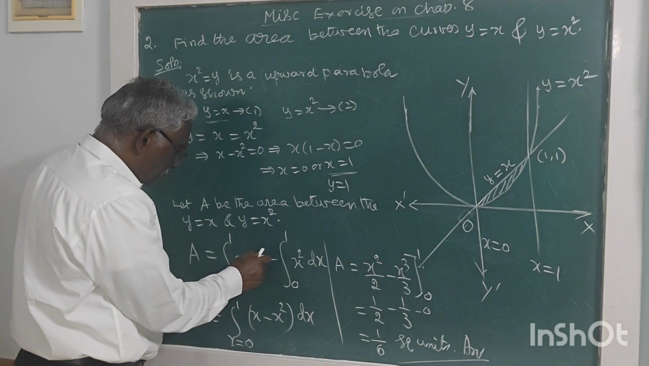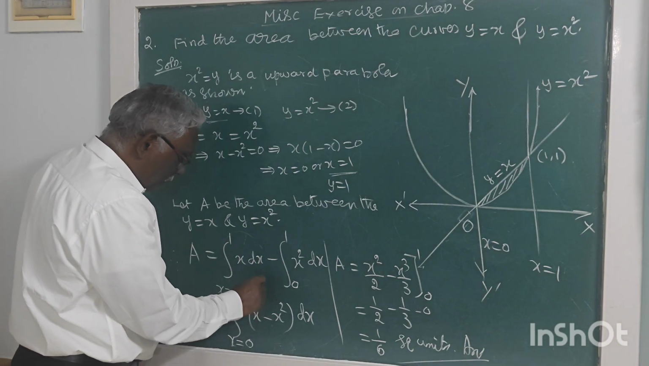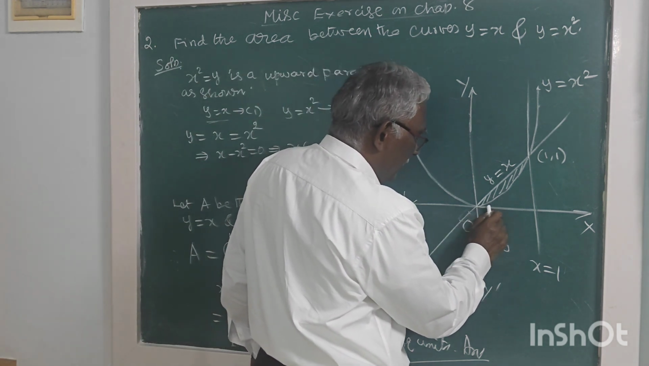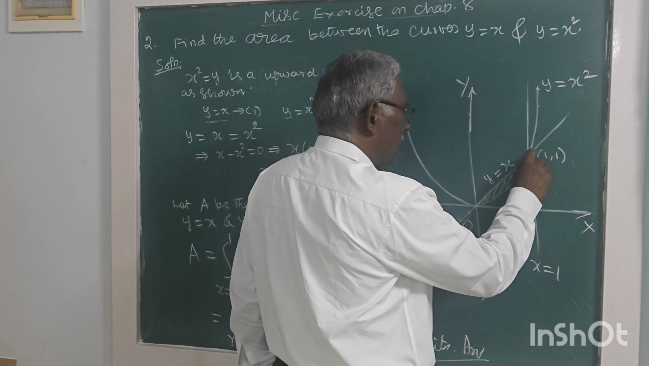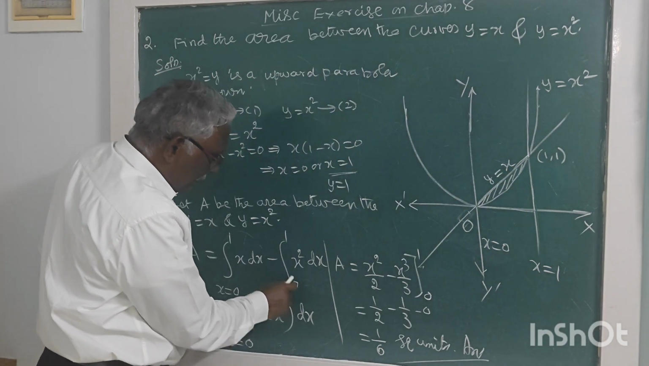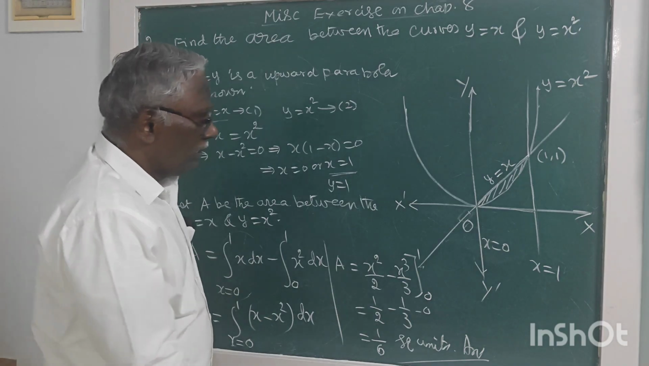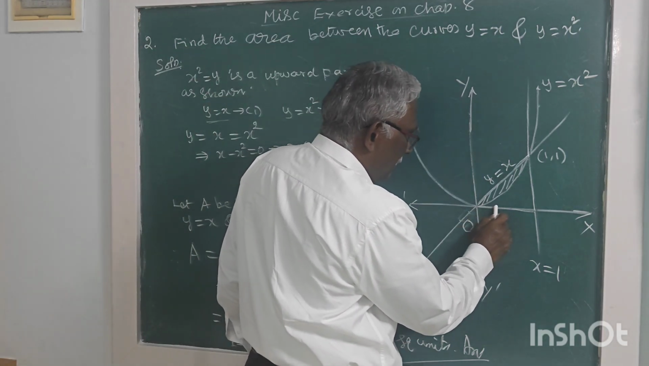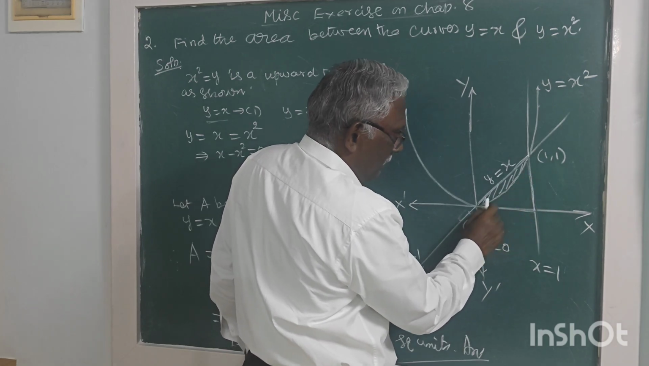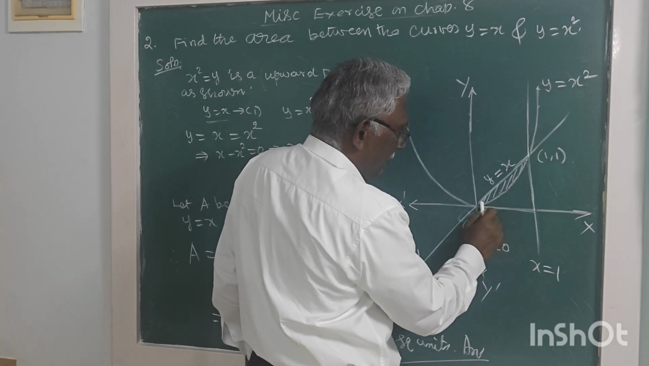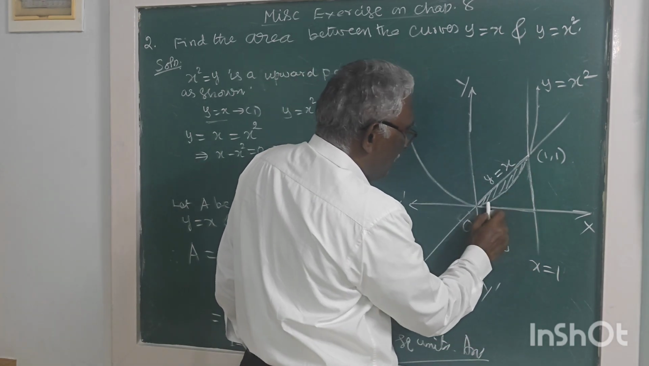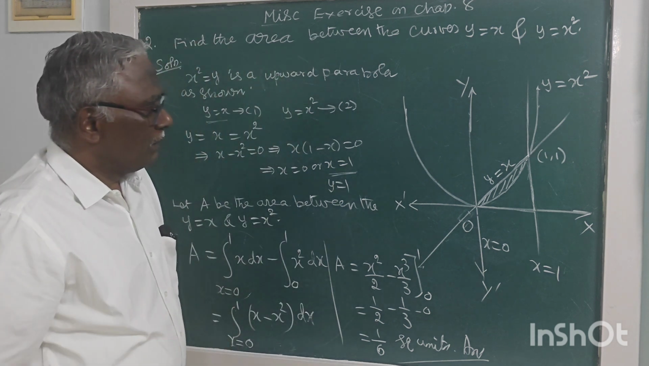So this definite integral from 0 to 1 of x dx gives the area of this region, the area of this triangle. And the integral from 0 to 1 of x square dx gives the area below the parabola, and this is the area. So from the triangle, if you subtract this area, we will be getting the area in between the line and the parabola.